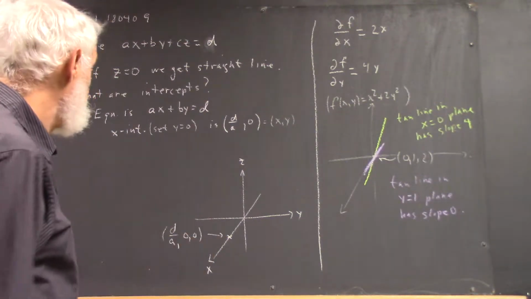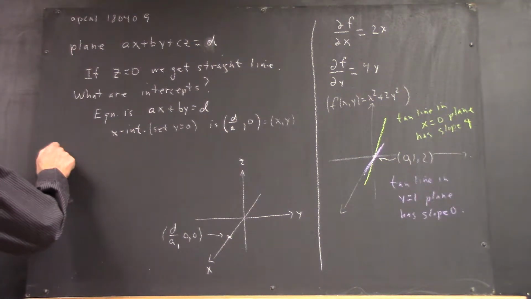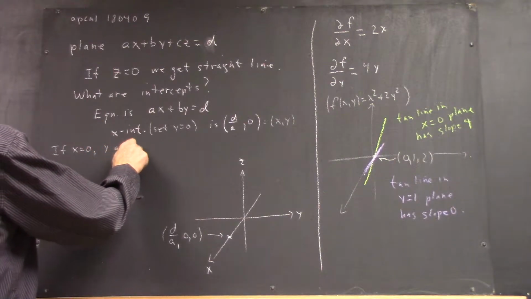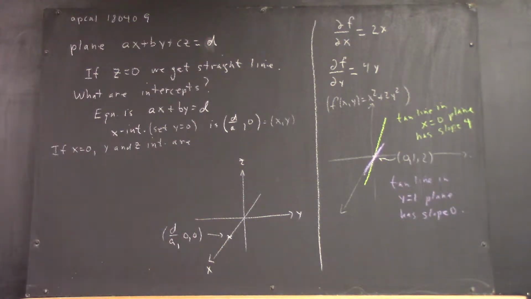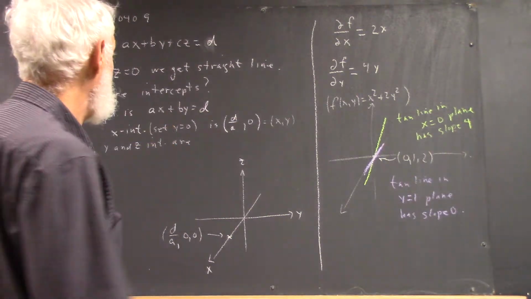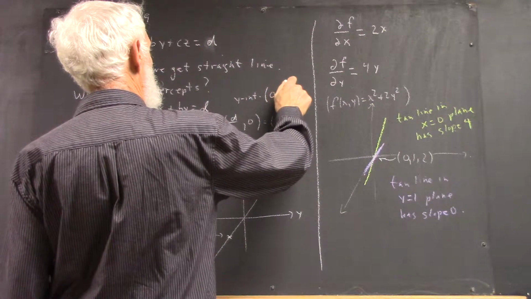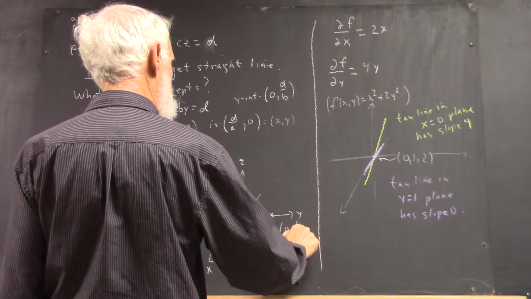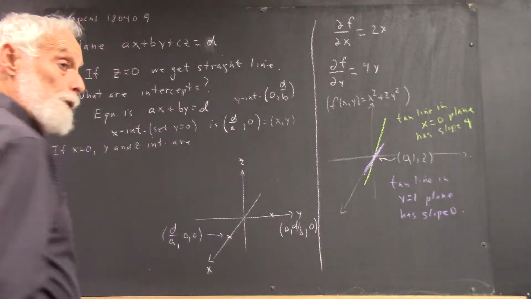Okay? Well, that's the x-intercept, but I didn't get the y-intercept. The y-intercept is easy. You're just going to let x equal 0, and that's going to be x is 0, but y is going to be d over b. In 3 dimensions, that's 0, d over b, 0, right?